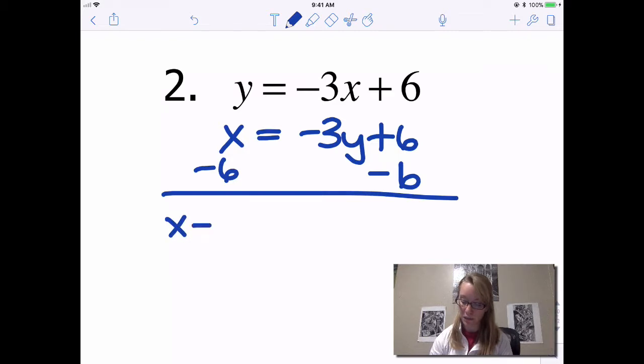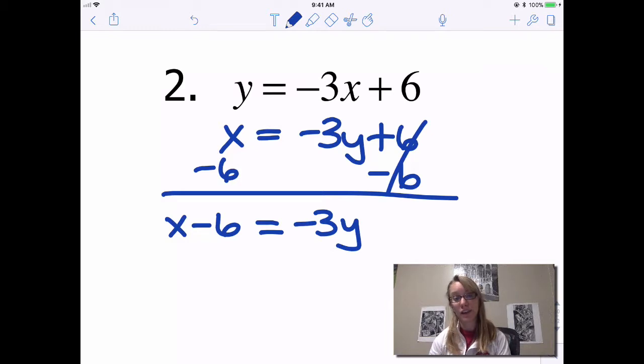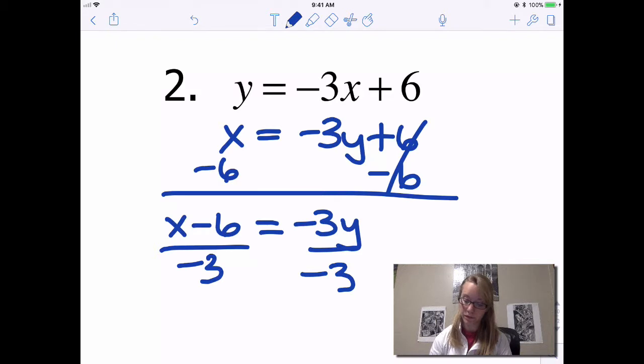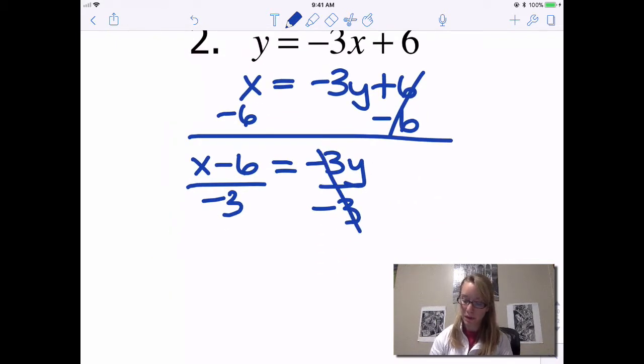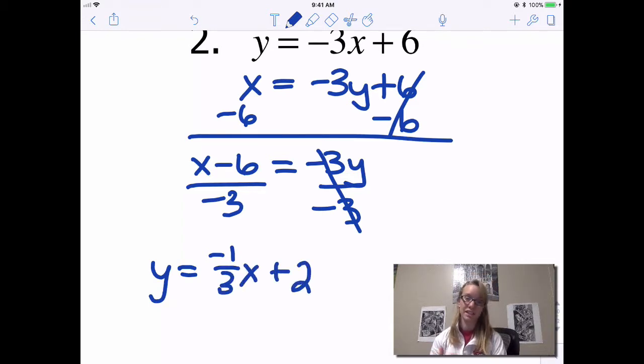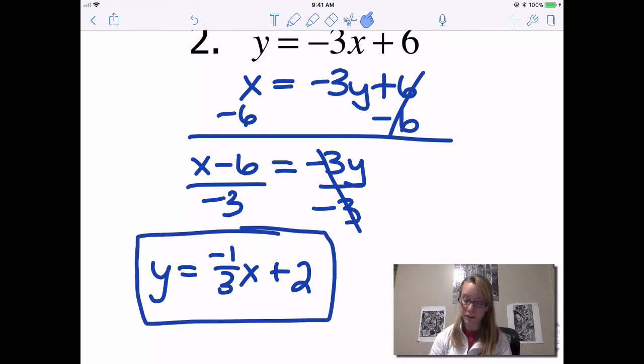Again, these are not like terms. I have x minus 6 and then negative 3y. I have negative 3 times y, so I'll divide by negative 3. And this time I'm going to actually write y on the left side, just because I can write an equal sign either side. I can do it in either order. Then I can divide x over negative 3, which is 1/3 x with a negative, plus 2, because negative 6 divided by negative 3 is 2. And that is my inverse.